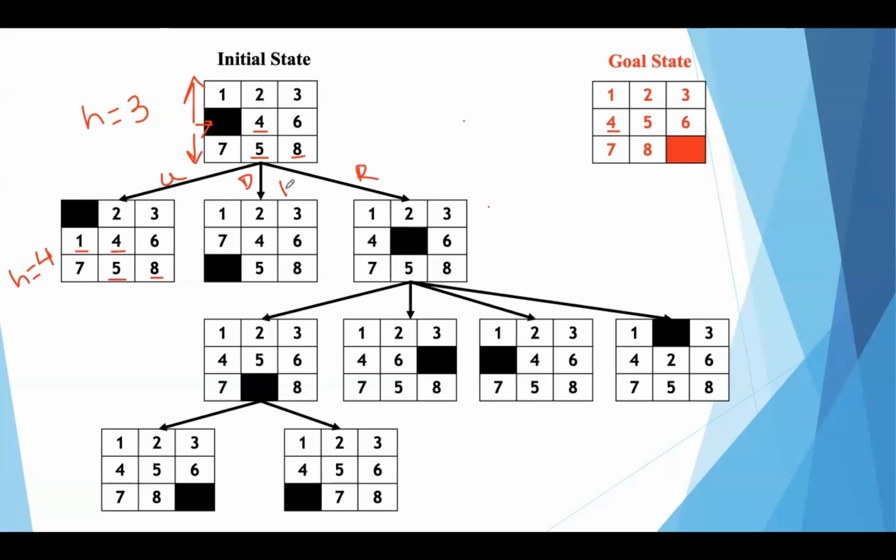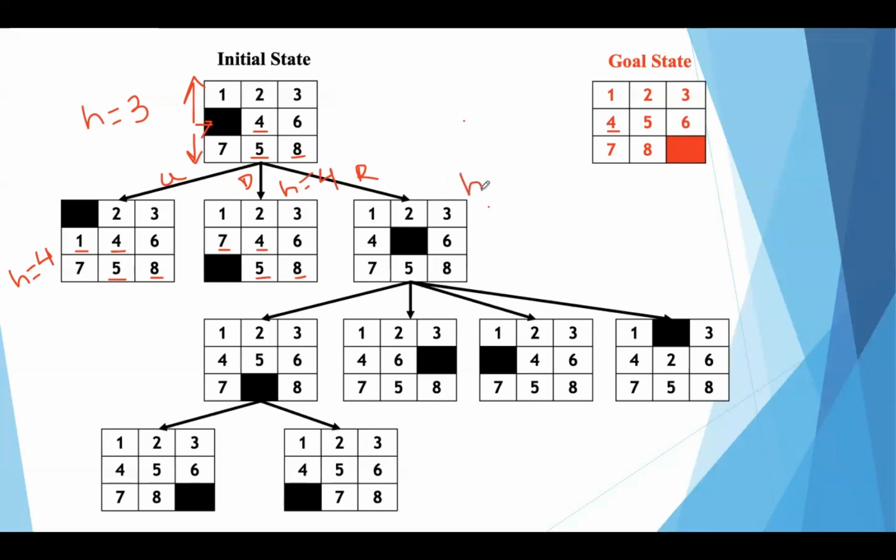Then come to this second one. So 1, 2, 3. Yes, 1, 2, 3, correct. 7 is misplaced. 4 is misplaced. 6 in right position. 5 is misplaced and 8 is misplaced. So heuristic value is 4.